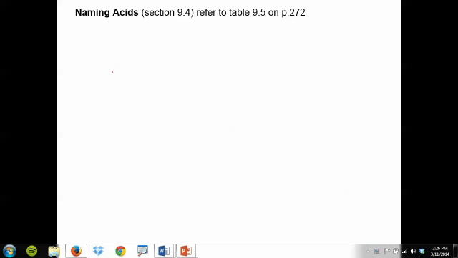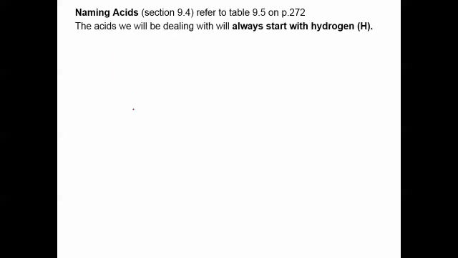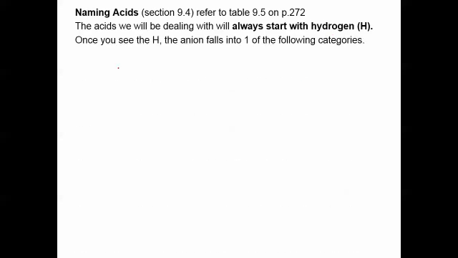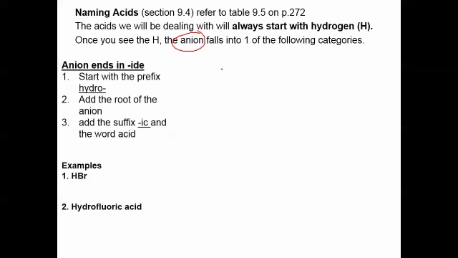So a little bit about acids before we get started here. Realize that acids typically start with an H. So if you have a compound that is H, then something else, we're going to consider it an acid. Once you see that H in the beginning, look at the anion. If you would circle that anion, it falls into one of the following three categories.